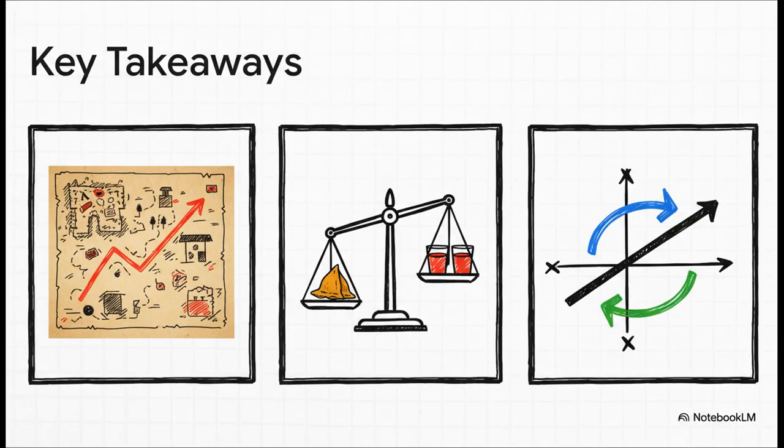So, let's boil all this down. What are the key things to take away from this? Number 1, the budget line is basically your personal map of what's affordable. Number 2, its slope is all about the trade-off, showing you what you have to give up to get something else. And number 3, this map is dynamic. It moves when your income changes, and it rotates when prices change.